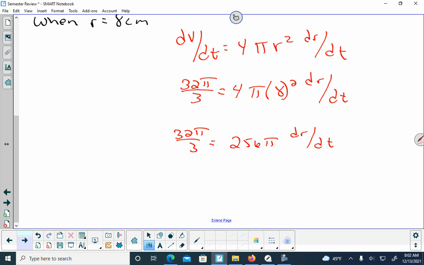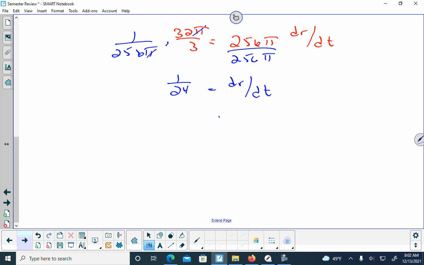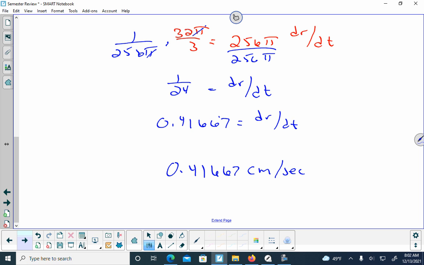So I am going to divide both sides by 256 pi, or I could think of it as multiplying by 1 over 256 pi. I see that the pi's are going to simplify, and when I do all that, I end up with 1 over 24 is equal to my dr/dt. If you're a decimal person, that 1 over 24 is going to be 0.4166. That 6 keeps on repeating. dr/dt. So my units are going to be centimeters per second, and the radius is a linear measurement, so it's just centimeters, nothing squared.